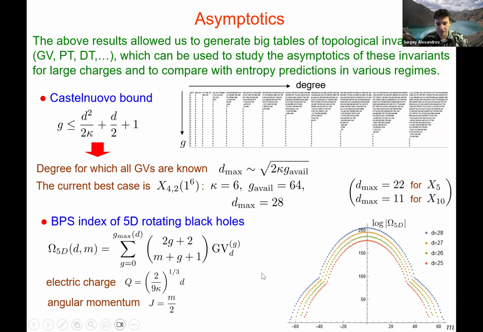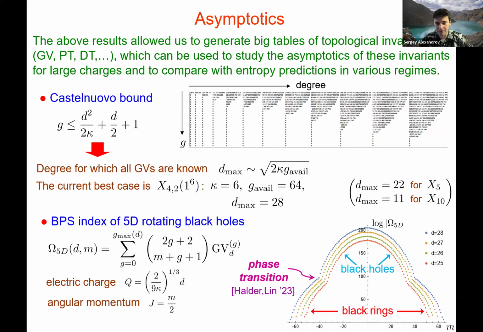Actually, this kink has been observed already a couple of years ago in the paper of Haghighat and Lin, and they provided a very beautiful interpretation of this phenomenon. Namely, it is a certain phase transition which happens because entropically black holes are dominating here, and in this region black rings, which exist in 5 dimensions and which topologically are different black objects than black holes, start having a larger entropy.